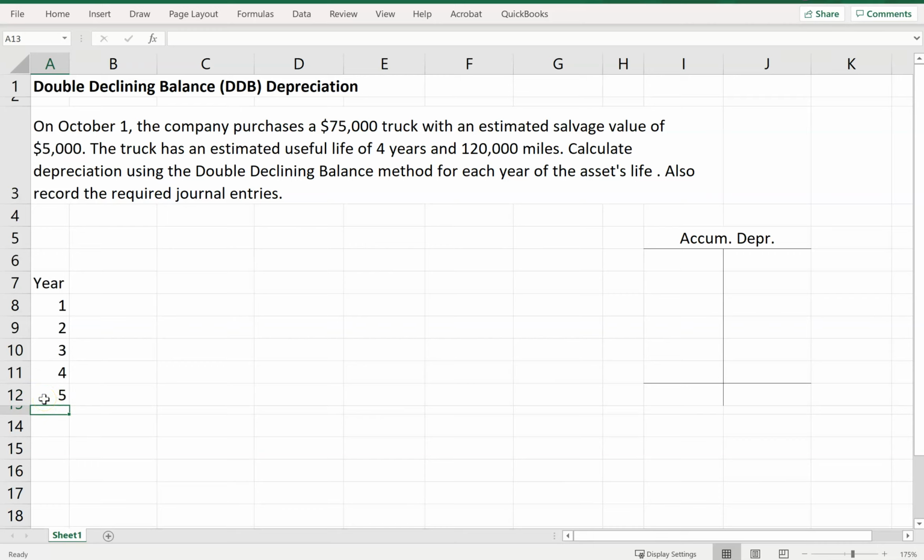Probably. That actually doesn't always happen in double declining balance, depending on how high the salvage value is. But I'm going to put it in there anyway, and we'll see how it turns out.